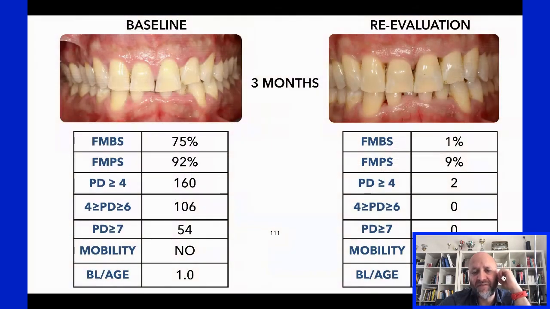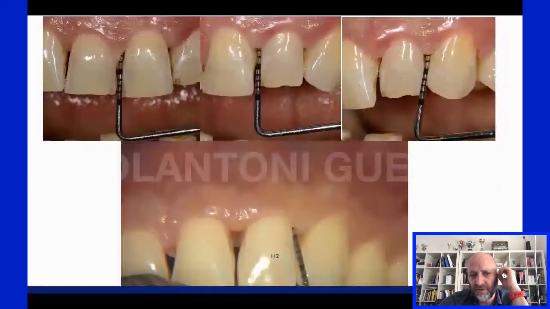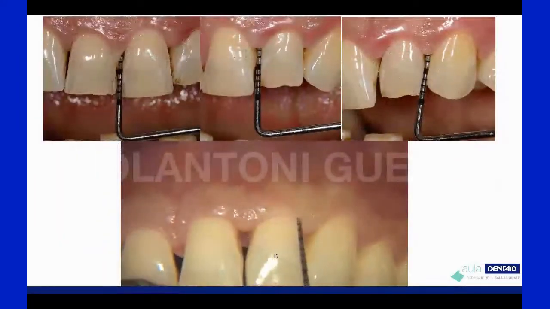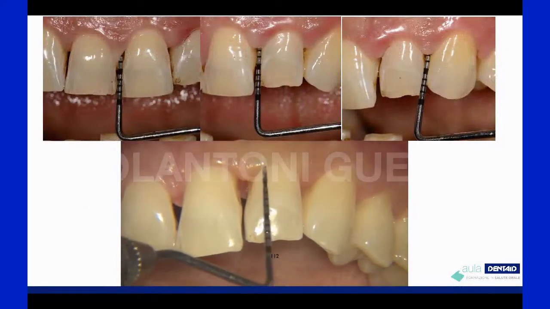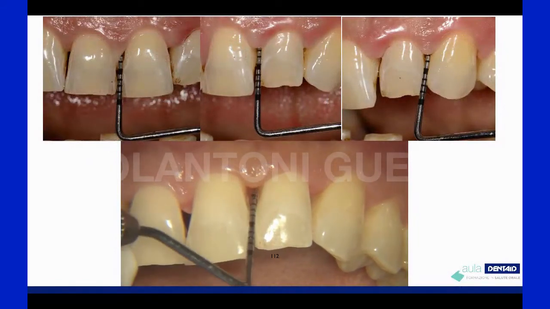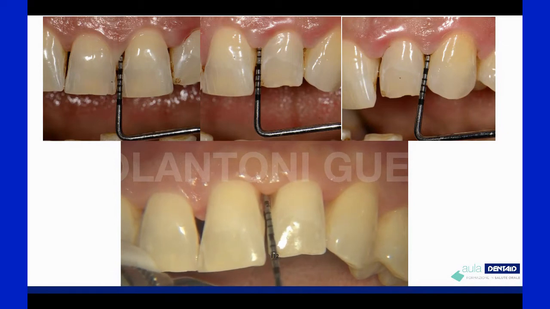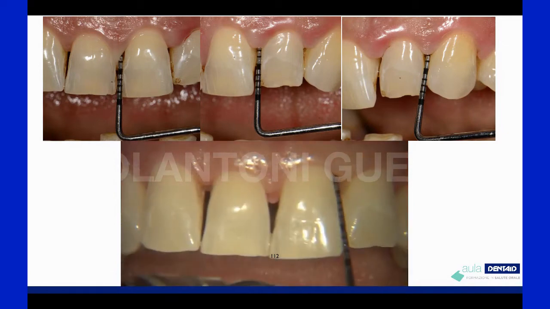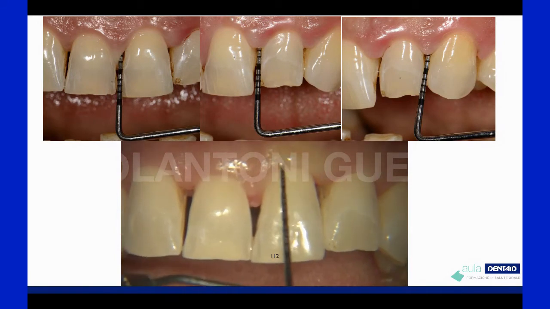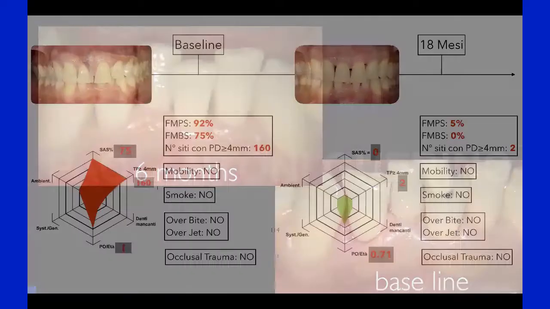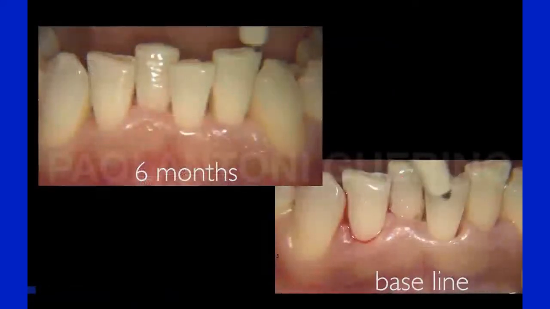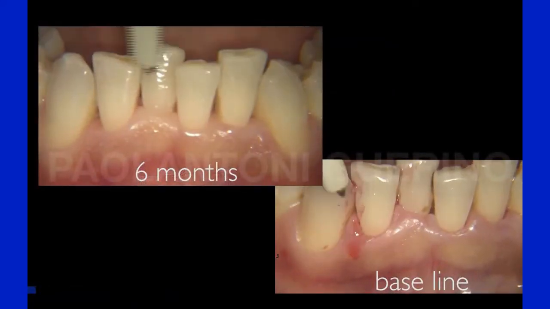This is the aspect after 3 months. Generally, we wait 3 months, and after we make the reevaluation, we have obtained a good result. Before, on the upper side, we can see the state of disease, and the video shows us the aspect at the end of the non-surgical therapy after 3 months, as I could expect. In the same way, we have obtained a good result on the lower side.